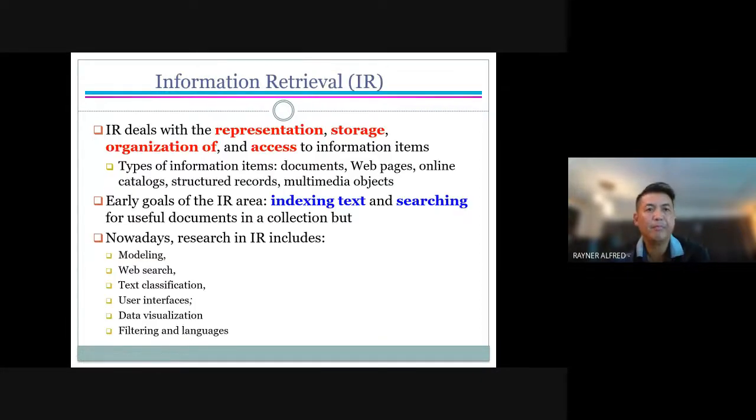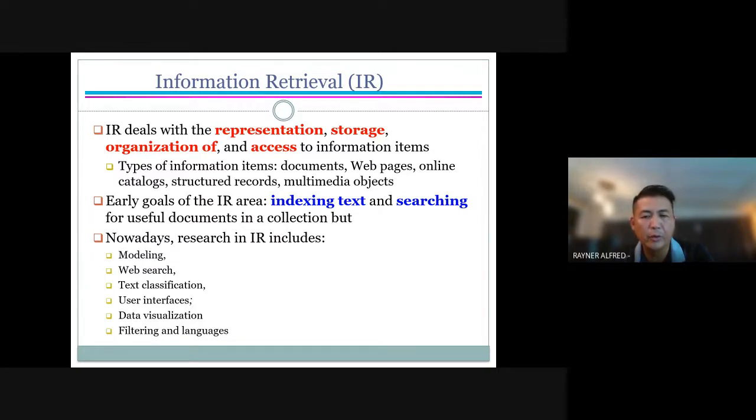Okay. So when we talk about IR, we are talking about how do we capture the data, and then how we design the data structure of the data, and then how do we store the data in the database, and then how do we access the information correctly.